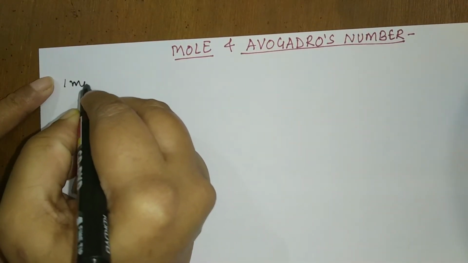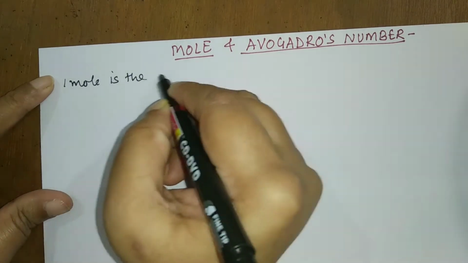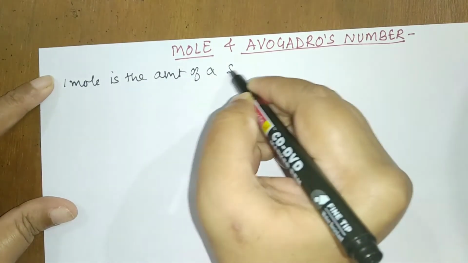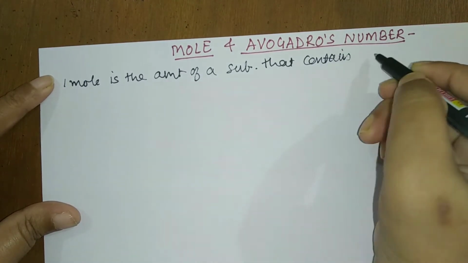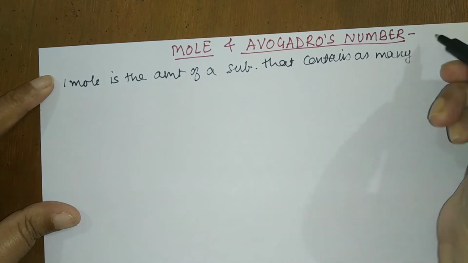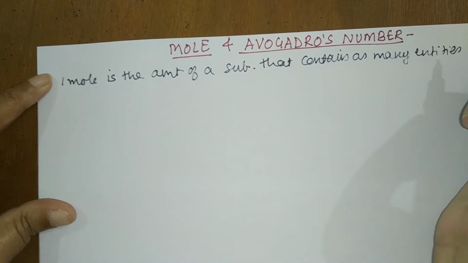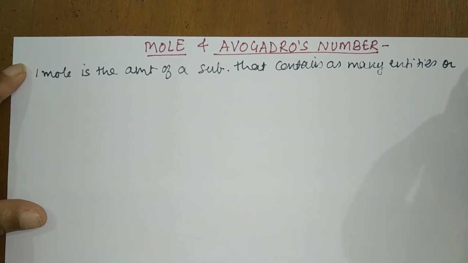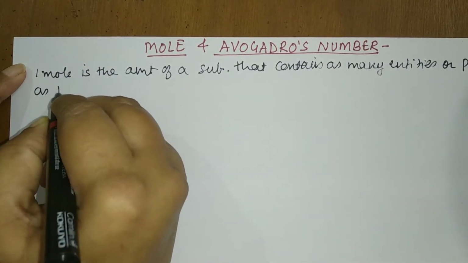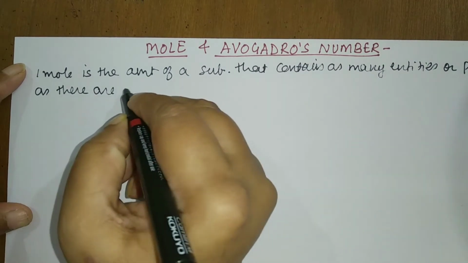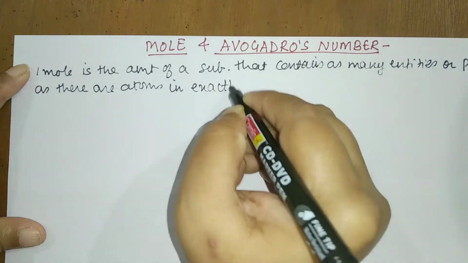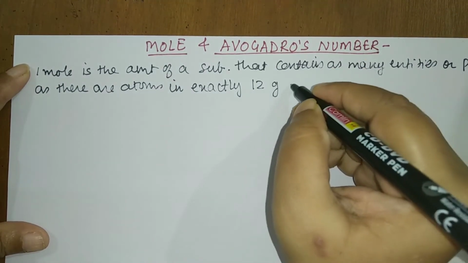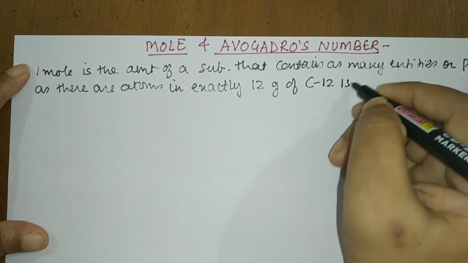1 mole is the amount of a substance that contains as many entities or particles as there are atoms in exactly 12 gram of carbon-12 isotope.